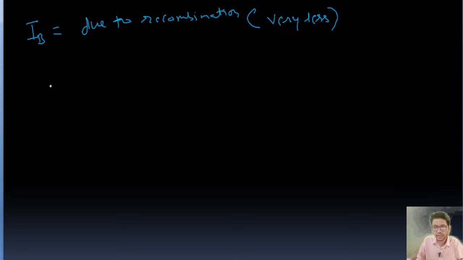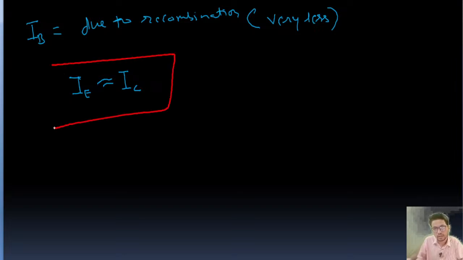And because IB is very less, we can say emitter current is almost equal to IC, that is the collector current. Okay, this is also important because IB is very less.